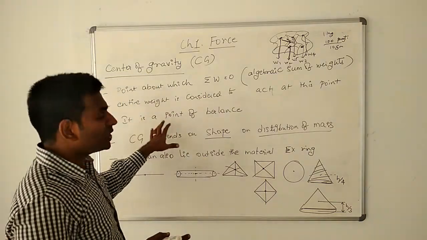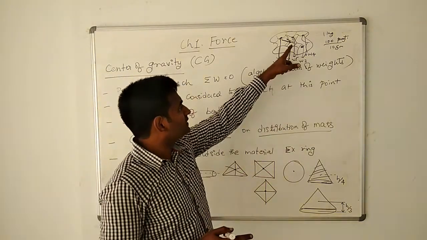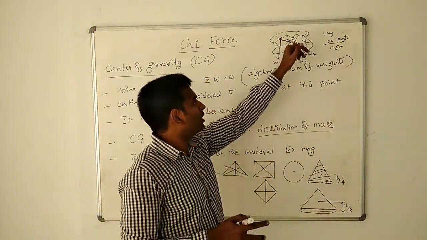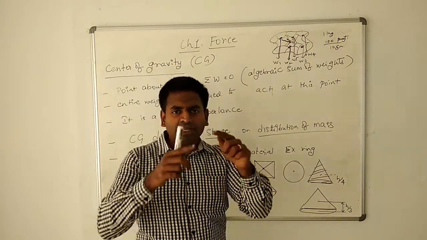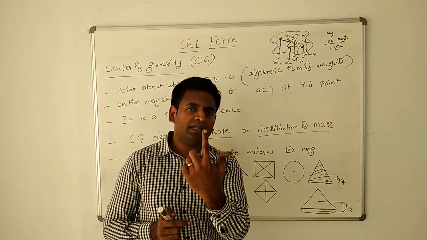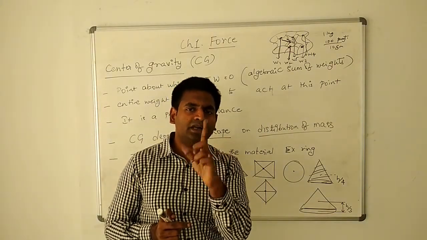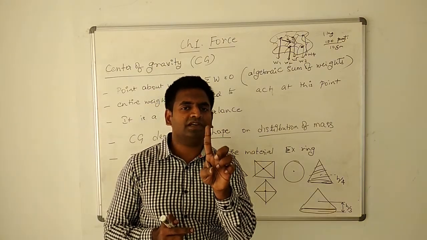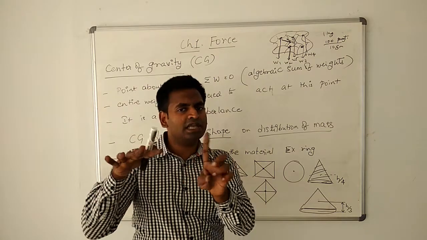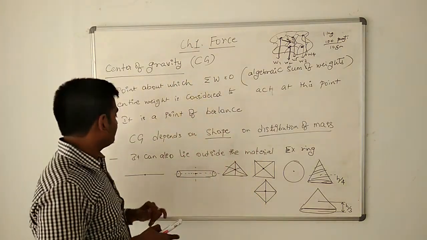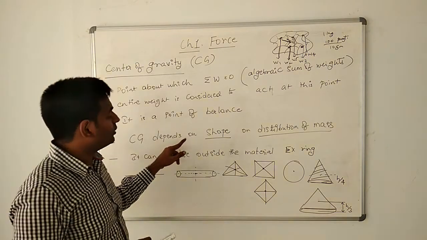So it is also a point of balance. If it is the center of gravity, then you can balance the body about that point. For example, if I take a book, I can balance the book at the center on my finger, because when I place my finger exactly at the center of gravity, the book is balanced. At any other point, the book does not balance. So it's also a point of balance. Center of gravity, very important point.